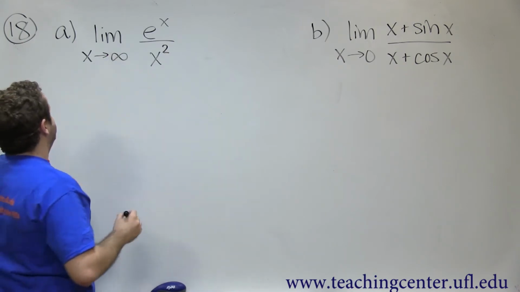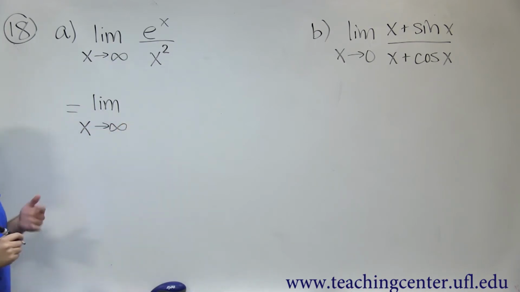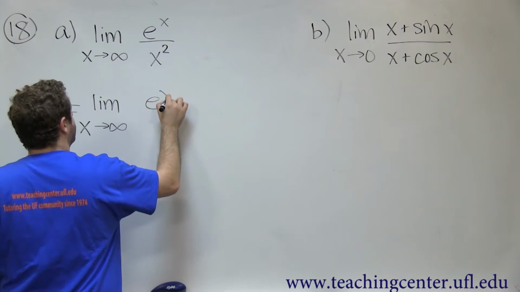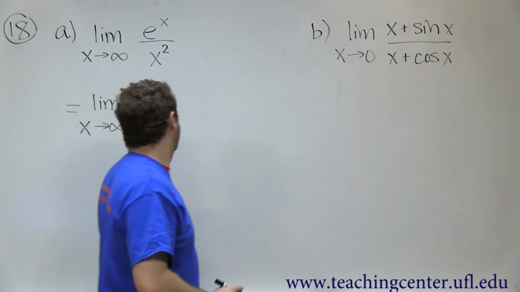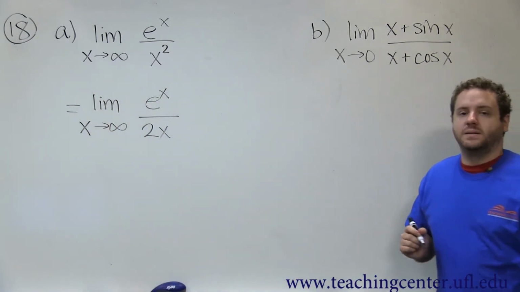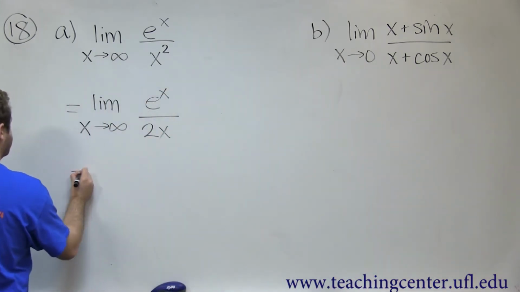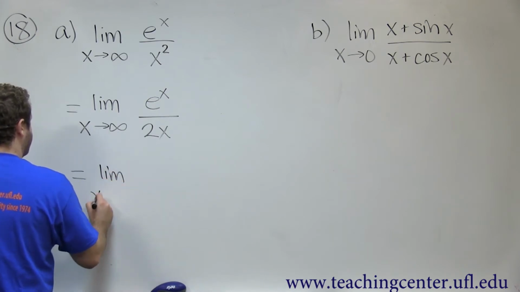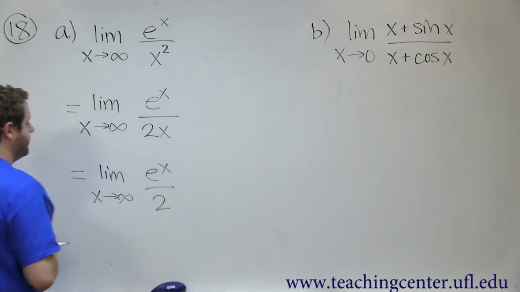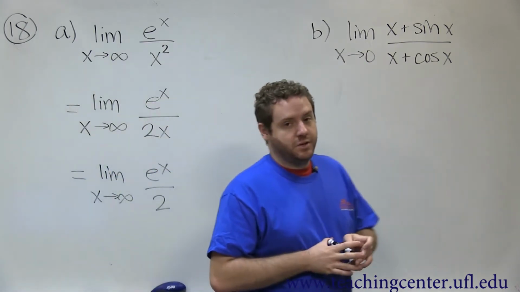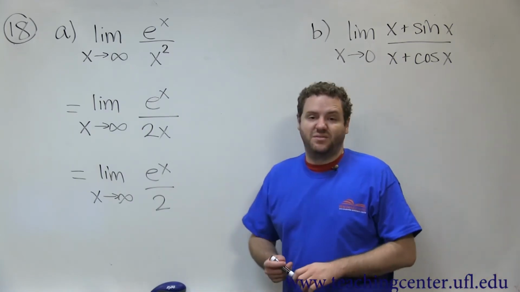L'Hopital's rule says this limit is equal to the limit of their derivatives. The derivative of e to the x is e to the x, and the derivative of x squared is 2x. That's still indeterminate because the bottom and top are still both infinity. So we could do L'Hopital's rule again. This limit is equal to the limit of their derivatives. This would be e to the x over 2. That limit now is not indeterminate. The top is infinity and the bottom is a constant, so this limit is infinity.